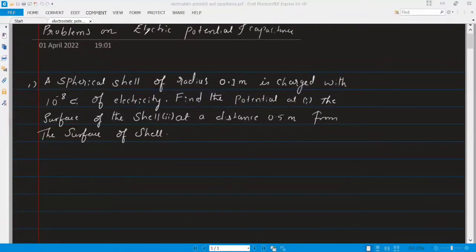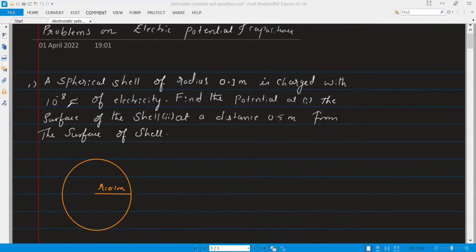Now let us go for the problems on the electric potential and the capacitance. Let us go for this first problem. It is saying that a spherical shell of radius 0.1 meter. Consider a spherical shell here, and this is going to have the radius of 0.1 meter. R is given 0.1 meter.